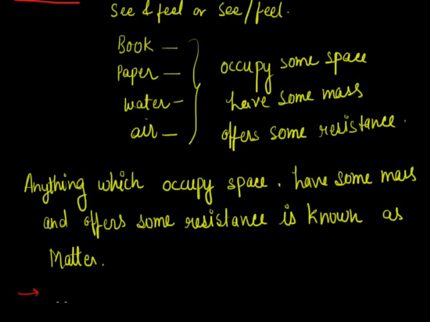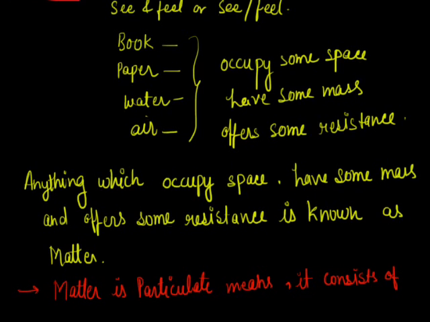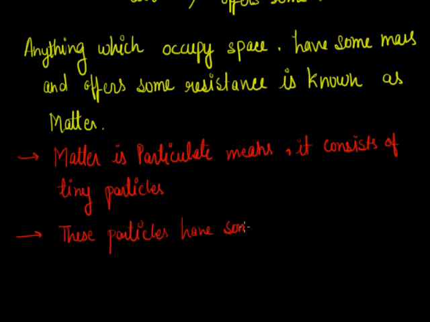Now, some important characteristics of matter. The main important characteristic of matter is that it is particulate, which means it consists of tiny particles, and these particles have some intermolecular space or interparticle spaces.